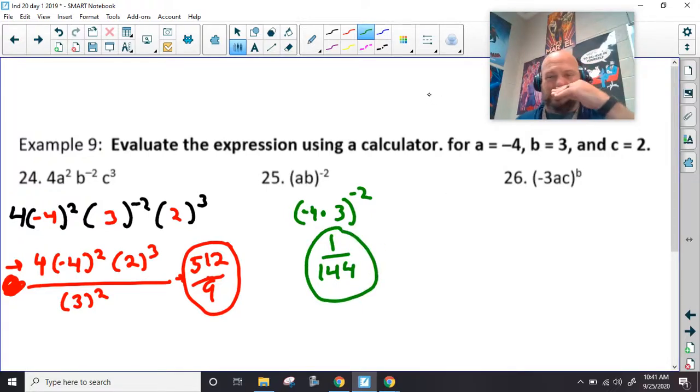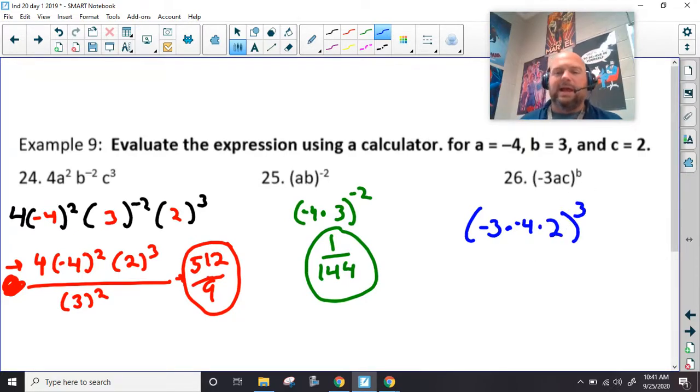So A is -4, C is 2, and this is all to the third power. I would type it in just as is. -3 times -4 times 2, raised to the third power. Ooh, big number. 13,824. All right, so in a nutshell, I know it's kind of quick.